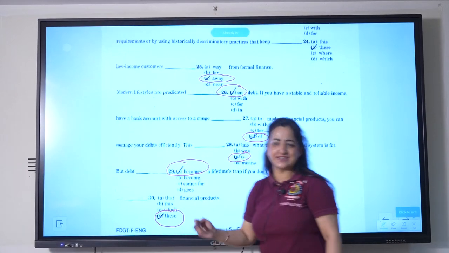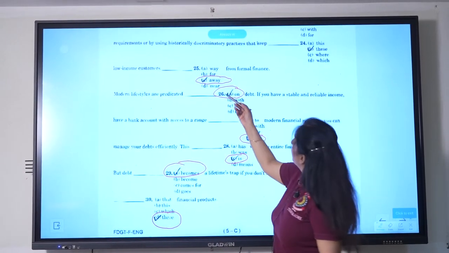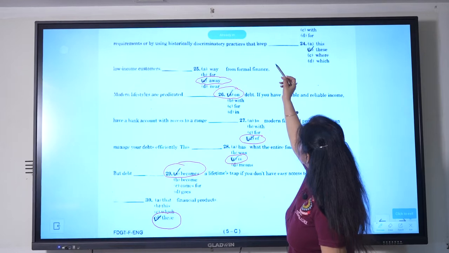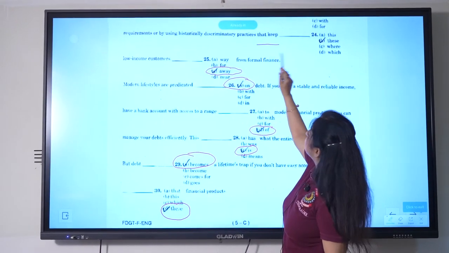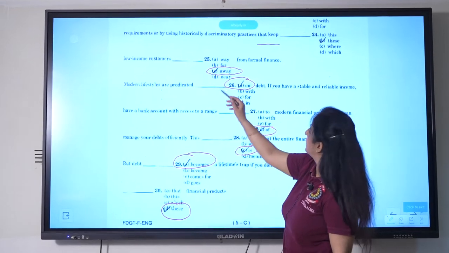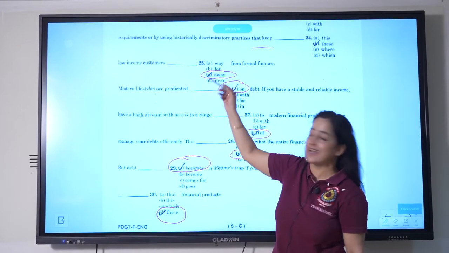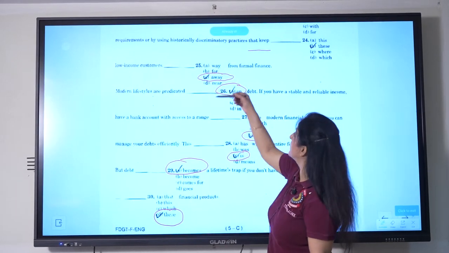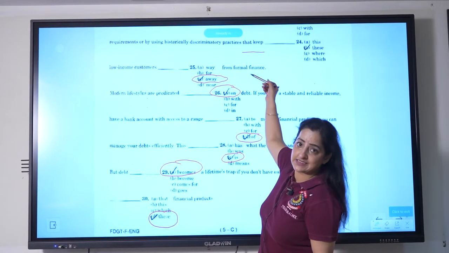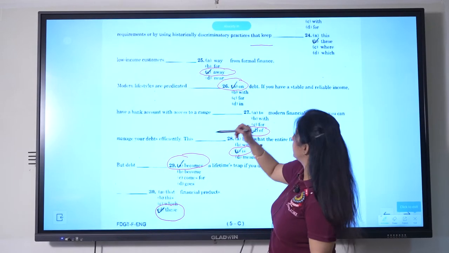Now it makes sense, we can take an explanation now. Okay, low income customers, I should start reading from here. Discriminatory practices that keep low income customers away from formal finance. Keep away. So which is why away is here. Unko dur rakhte hain finance se, keep away. So therefore it's the answer.